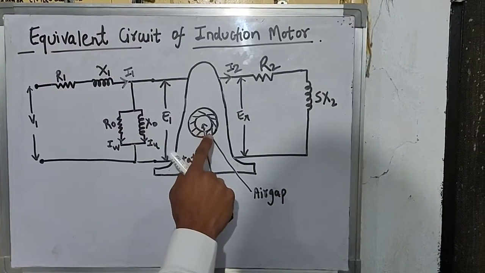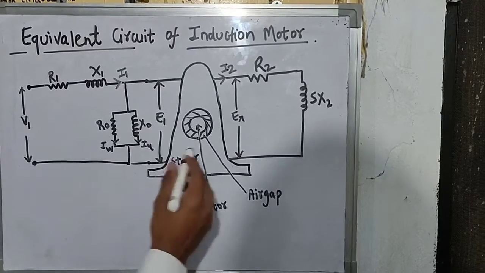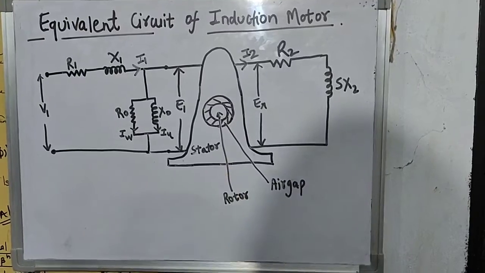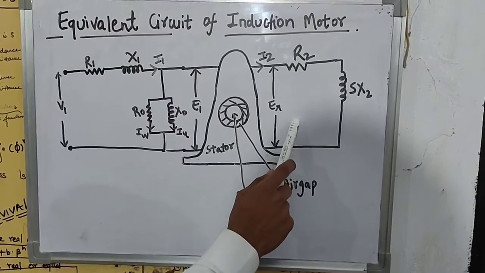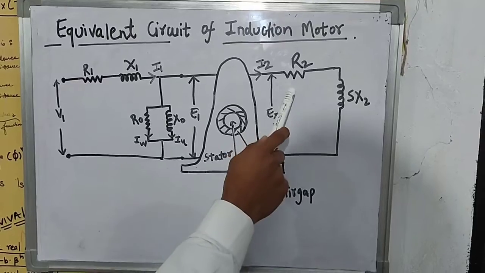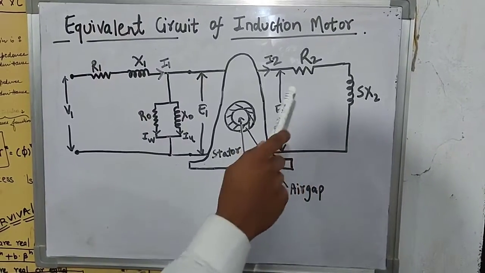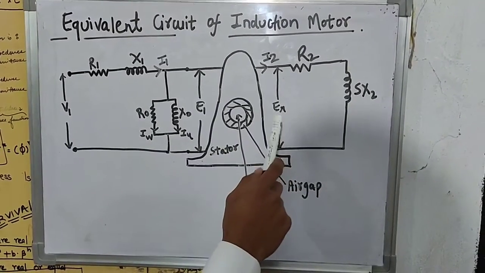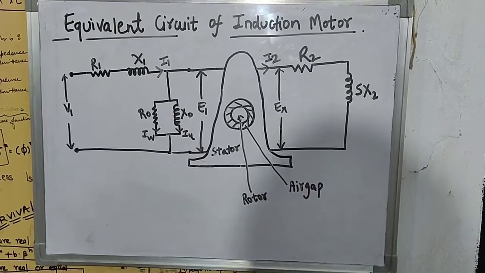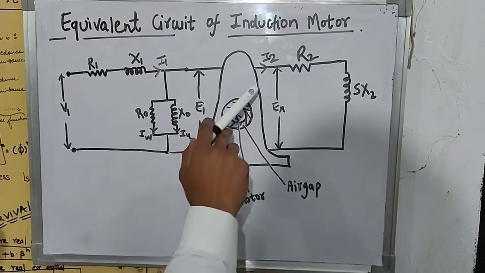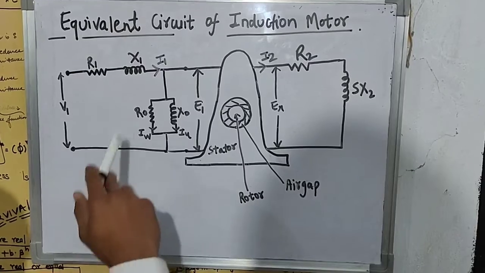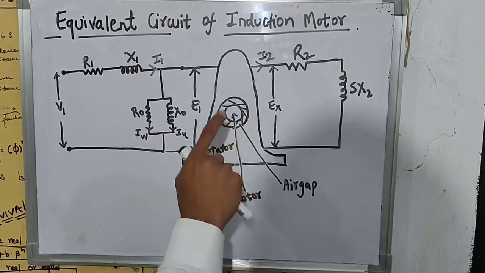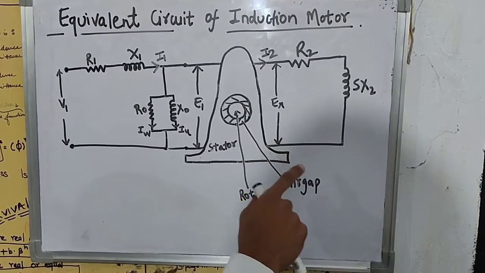The edge portion in this is the air gap, the inner portion is the rotor, and the outer portion is the stator. Now on the rotor side, in running condition, we have R2 and SX2 in this equivalent circuit. Here the EMF induced is ER, the rotor induced EMF, and the current flowing in the rotor side is I2 and current flowing in the stator side is I1.